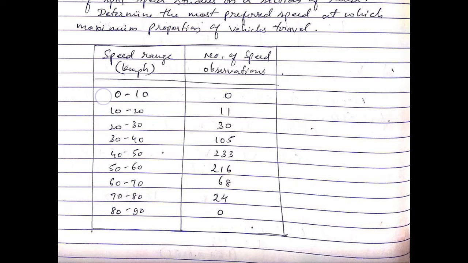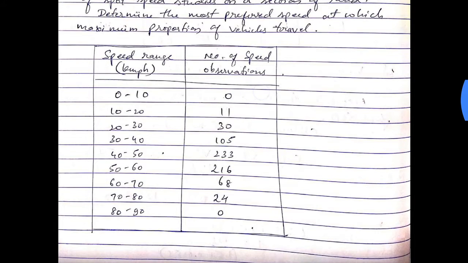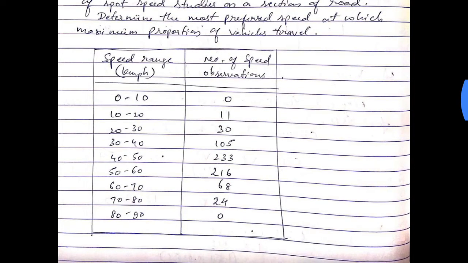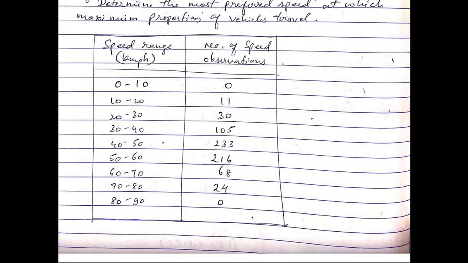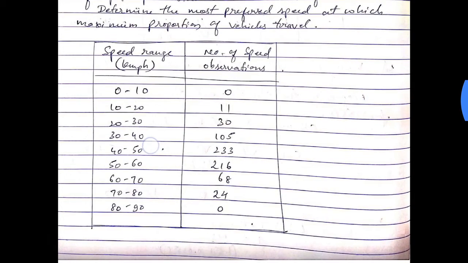From 0 to 10 kmph speed, there are 0 vehicles in our sample. From 10 to 20 there are 11. From 20 to 30 there are 30 vehicles. Similarly, for all these different speeds there are different numbers of vehicles moving at these speeds.